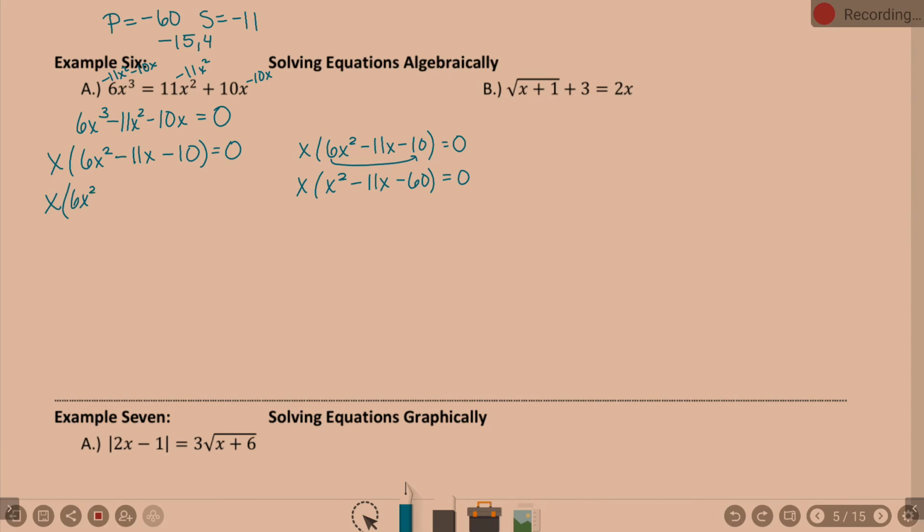6x squared minus 15x plus 4x minus 10 equals 0. If you are a product of AC, or if you were slip and slide, it's x what? Minus 15 and x plus 4. Those numbers just go straight in there. Okay?